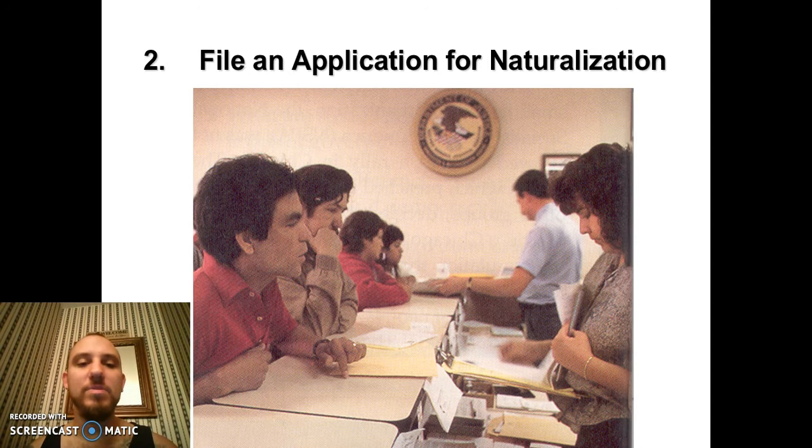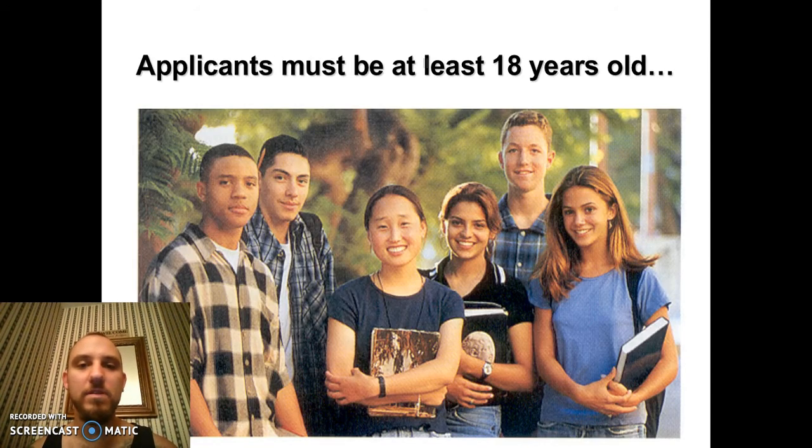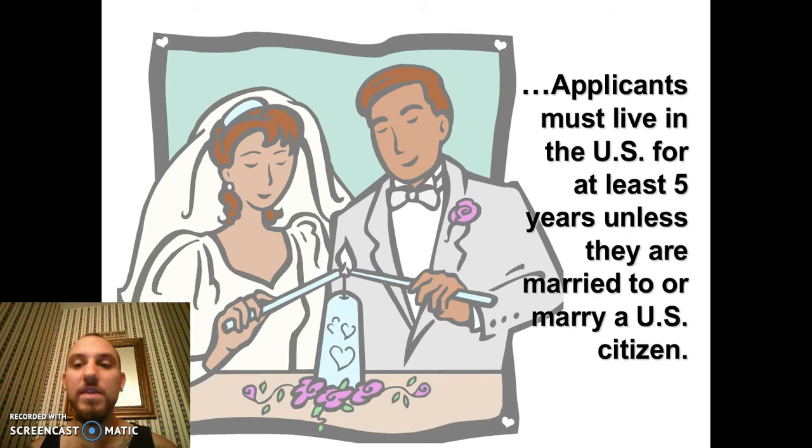The second step is that they file an application for naturalization. The applicants for naturalization must be at least 18 years old. They must live in the United States for at least 5 years unless they are married to a United States citizen, which cuts their wait time down to 3, or if they're in the military, it would also cut their wait time down to 3 years.